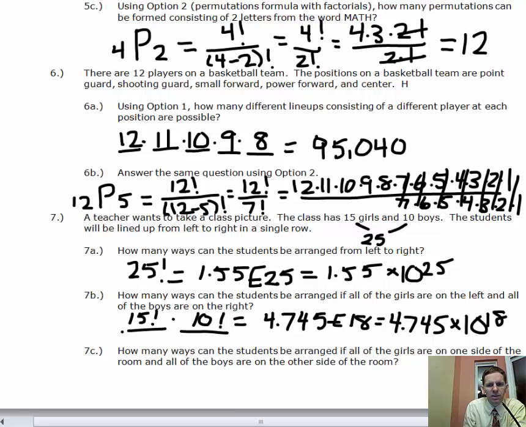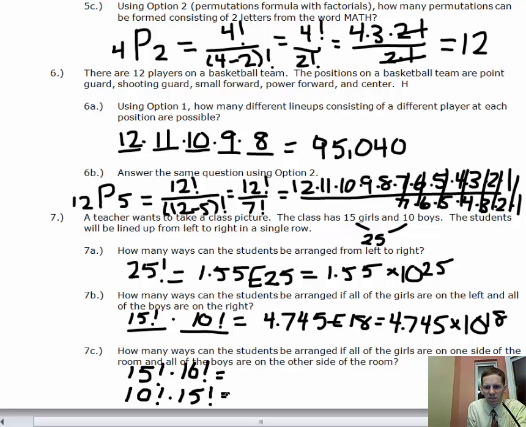So for part C, how many ways can the students be arranged if all the girls are on one side of the room and the boys are on the other side? On part B, we talked about what it would look like if the girls were on the left and the boys were on the right. That was equal to 15 factorial times 10 factorial. Now, if we have the boys on the left side of the room and the girls on the right side of the room, it would be 10 factorial times 15 factorial.